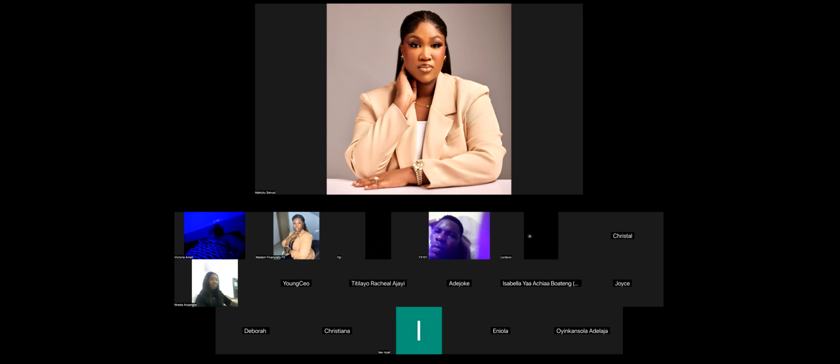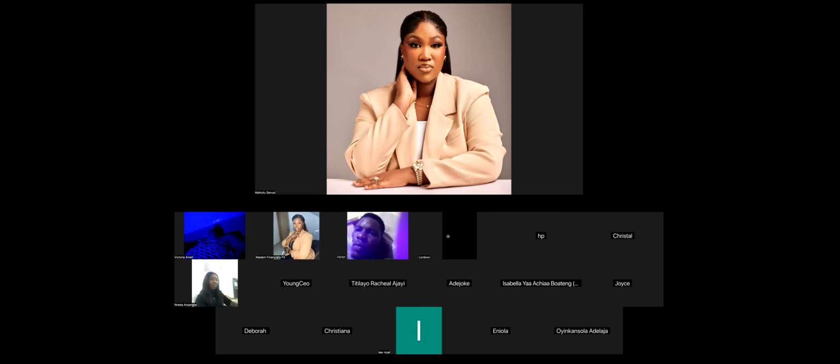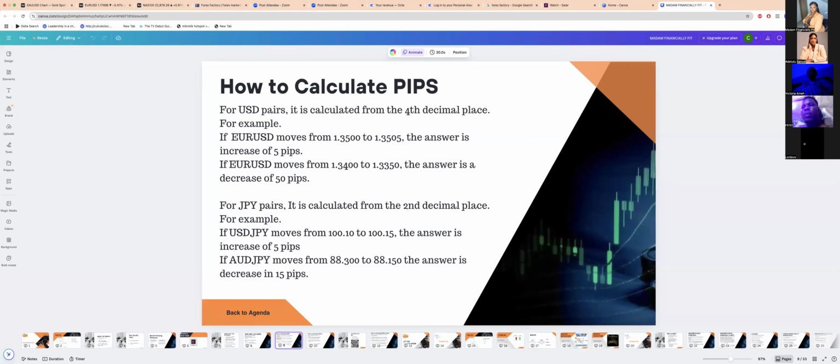Market current price is 1.17494. Madam Financially Fit, you can share your own screen now. You can stop sharing. Thank you so much. So you guys, what is this? How many pips is it down by now? Is it minus how many pips right now? Because it bought and the market is going down. Let me know you guys understand.